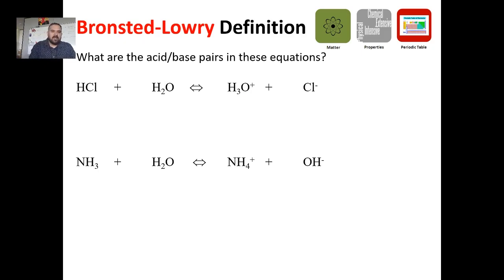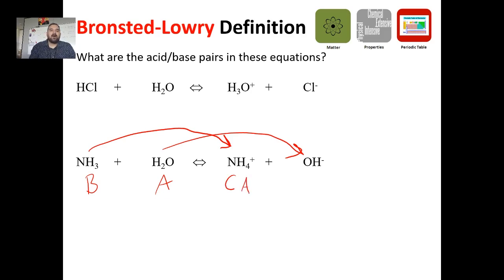All right, so let's take a look at this one. NH3 becomes NH4. Did it accept or did it give up a hydrogen? So acid or base? All right, H2O, did it lose or gain a hydrogen? Acid or base? Acid. So now NH3 on this side, what is it? A conjugate acid or conjugate base? This is our conjugate acid. What about hydroxide? This is our conjugate base.